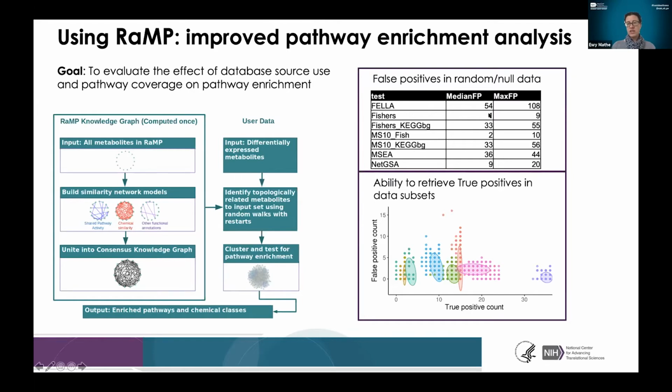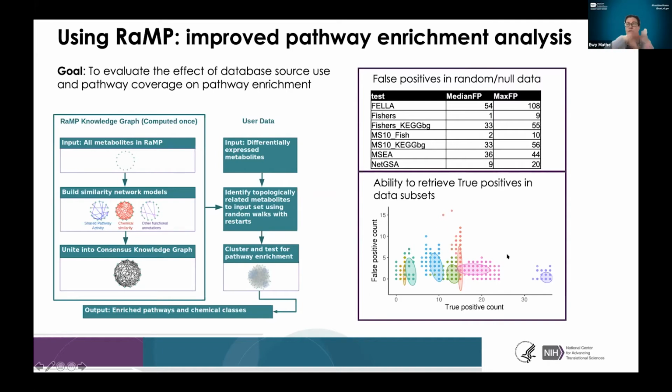One validation is to look at null data. So null data here means that you were randomly taking in a list of differentially expressed metabolites, for example, and then we're not expecting to get any pathways enriched, right? Because we randomly selected those. And then we count the false positives. And you can see that some methods are more prone to higher false positives than others.